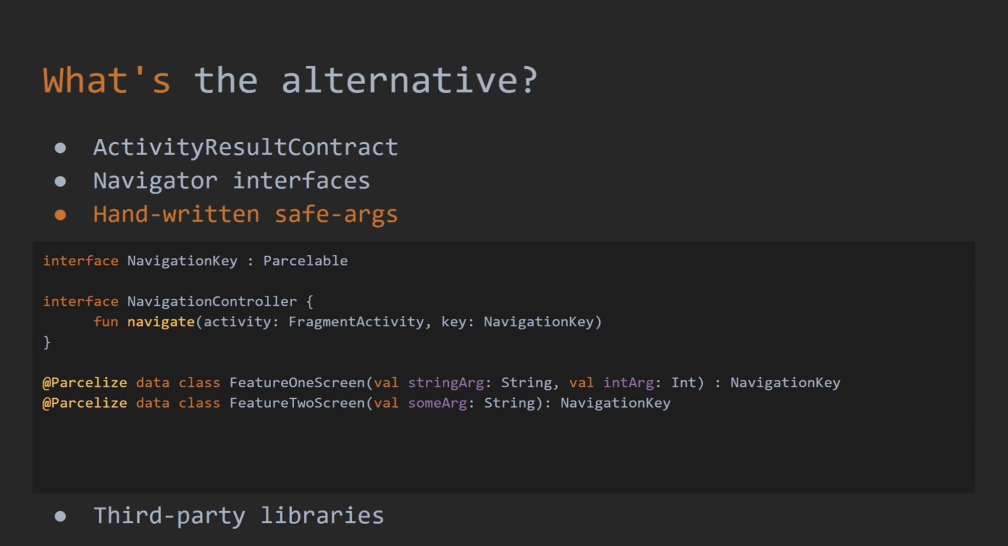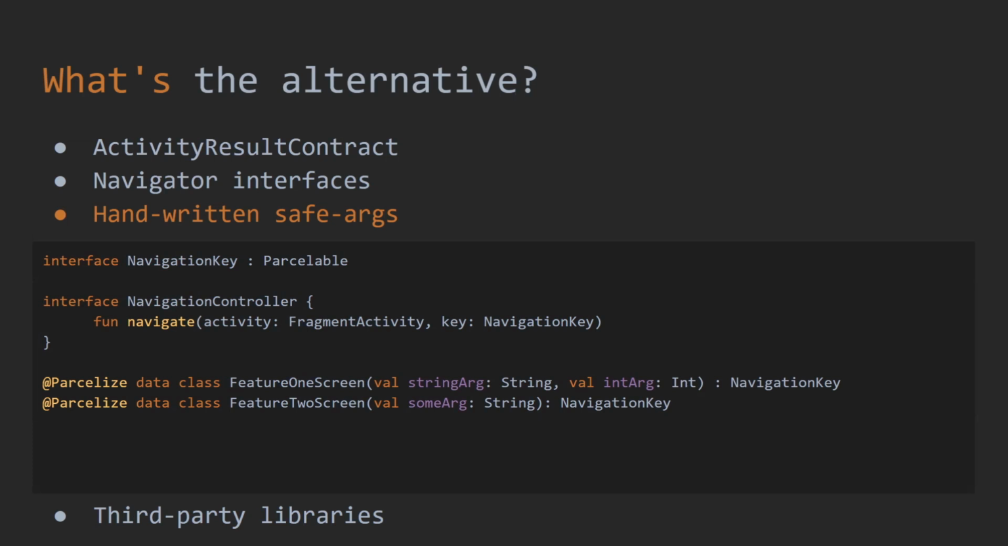Essentially, in your feature modules, you can expect one of these navigation key objects to be passed in as one of the arguments that you can read out. So for example, feature one fragment would expect that there is a feature one screen in its arguments bundle.